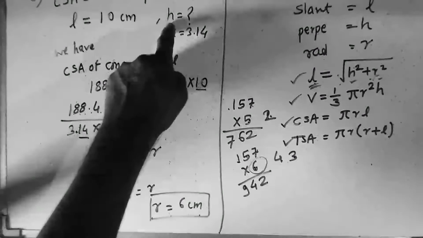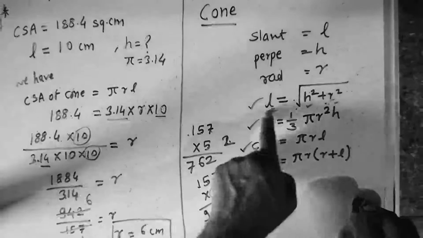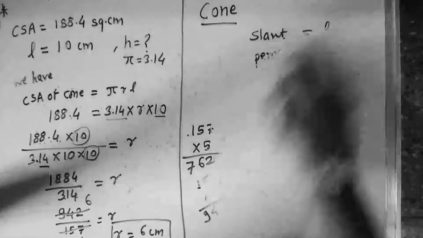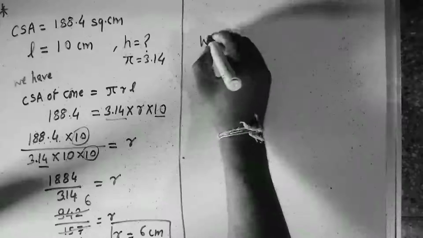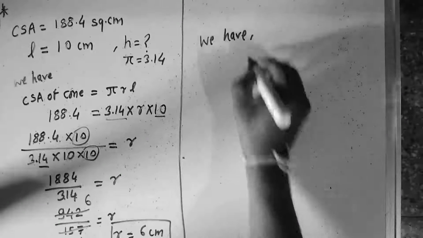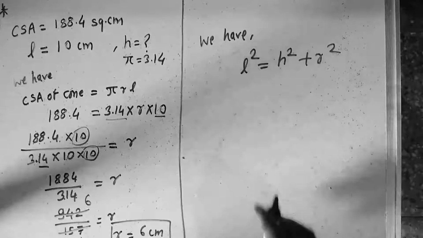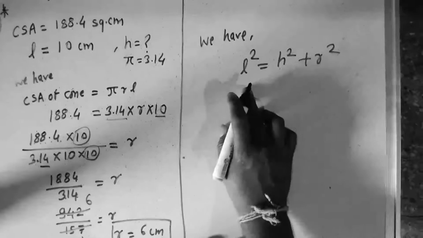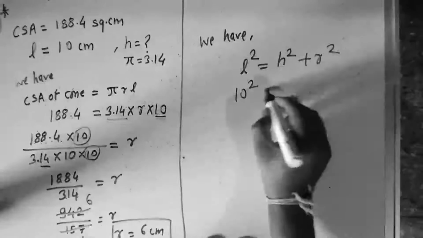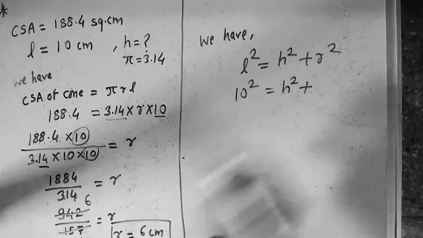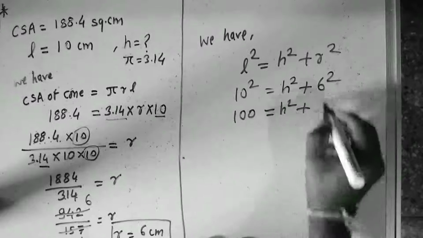Now students, I want to find the next value. They ask height. So I have to find the height. So I'm moving it here. I have a formula for this. So I'm going to use this formula. We have the formula of L square: L square equals H square plus R square. I'm using the square formula here. So L square is obviously 10 square, because the L value is 10, which is given here. H value I don't know, that I want to find. R value is 6 square. 10 square is 100 equals H square plus 6 square is 36.